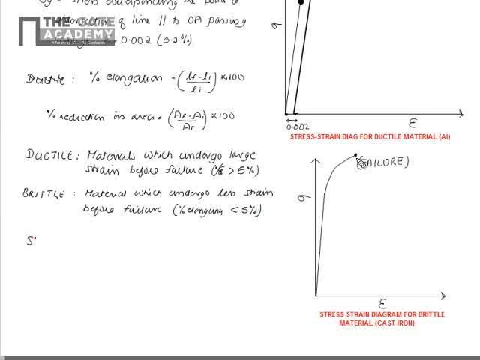Now, the strength of the material. This is one important concept. There are two types of strength defined for materials. One is yield strength, sigma y, and the other is ultimate tensile strength, or UTS.